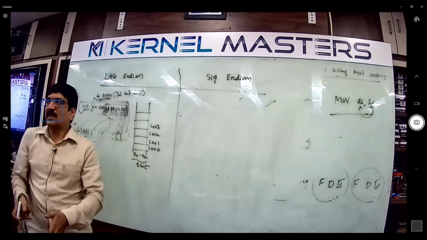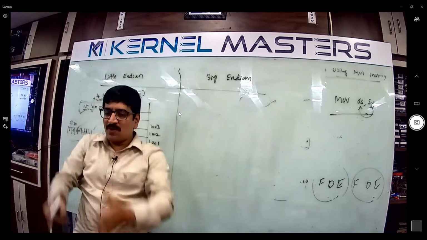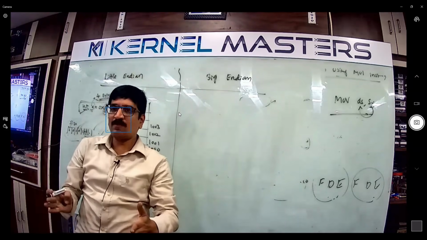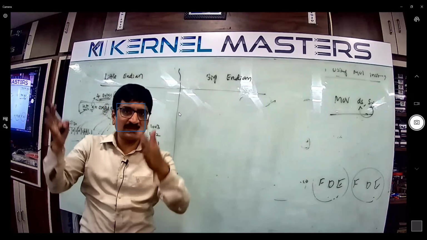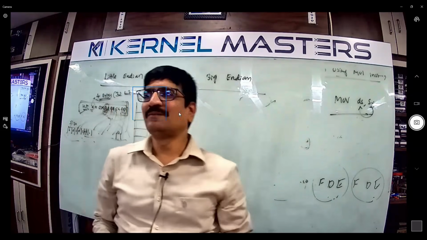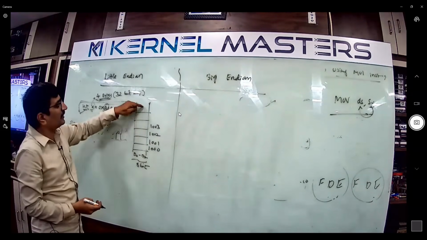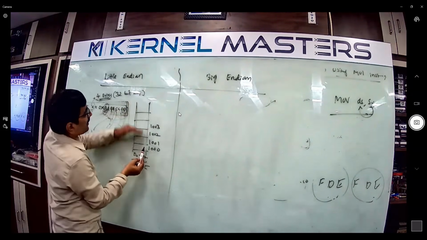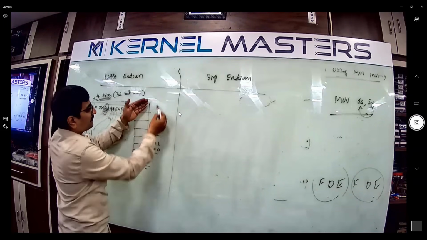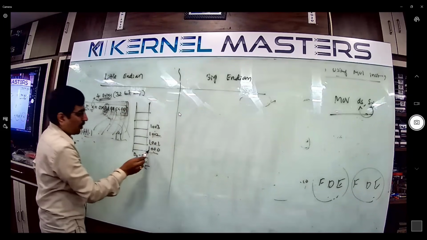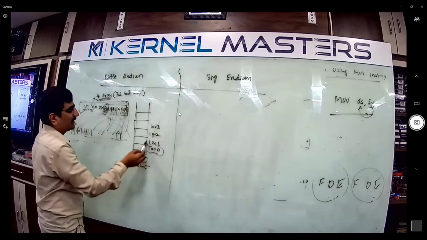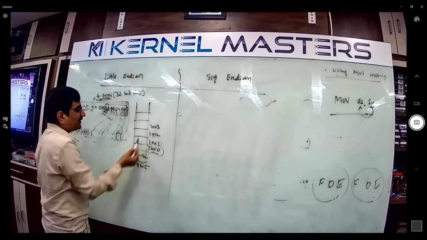Any memory contains memory locations, no standard formula. The memory width is always 8 bits, 1 byte. Every memory location has a corresponding address, yes or no? 1000 address contains some information, then 1001. So every memory location can store a maximum of 8 bits only.